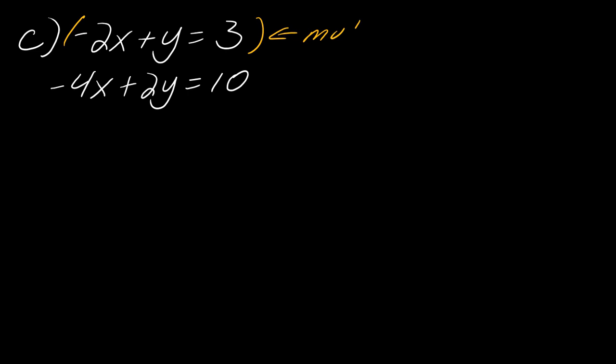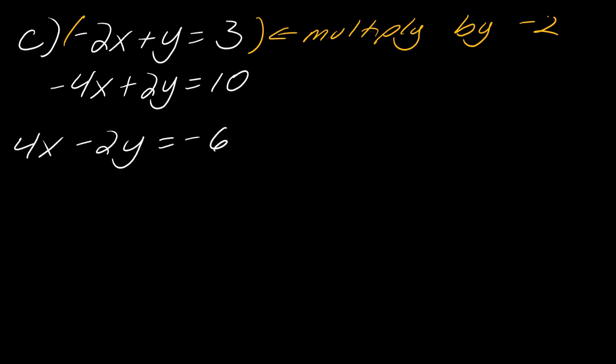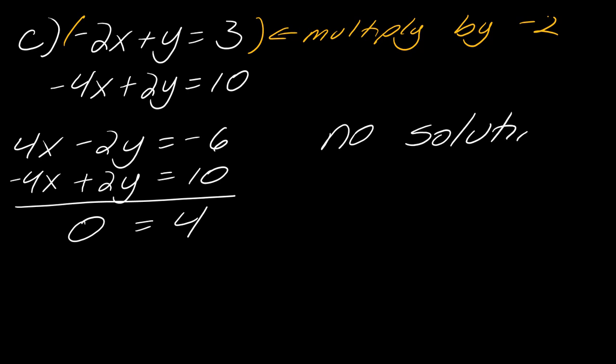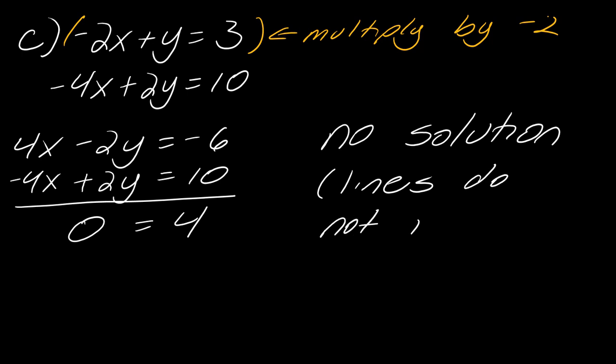Okay, so once again, I'm going to multiply this by -2. So I get 4x minus 2y equals -6, and -4x plus 2y equals 10. Now if I use elimination, 4x minus 4x is 0, -2y plus 2y is 0, and on the other side, this will equal 4. Now, does 0 equal 4? Of course not. That doesn't make sense. And so if you remember from just equations, what this means is that this has no solution. What that really means from a graphical standpoint is that the lines do not intersect.